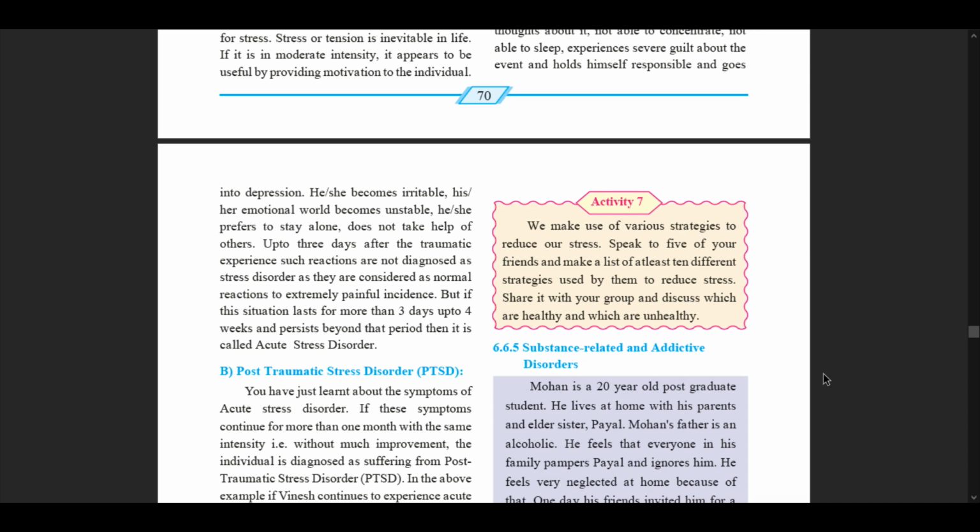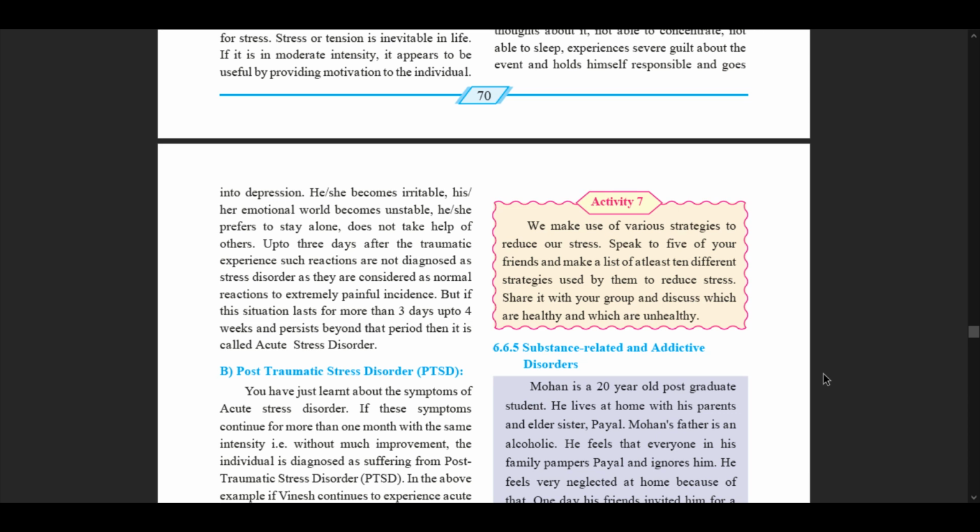So now we know what causes stress disorders, and how a stress disorder can affect an individual from the age of 6 onwards. If it affects an individual up to 3 days and does not affect him or her after 3 days, then it is normal. If it lasts for more than 3 days, up to 4 weeks, then it is serious for the individual. So this was acute stress disorder.